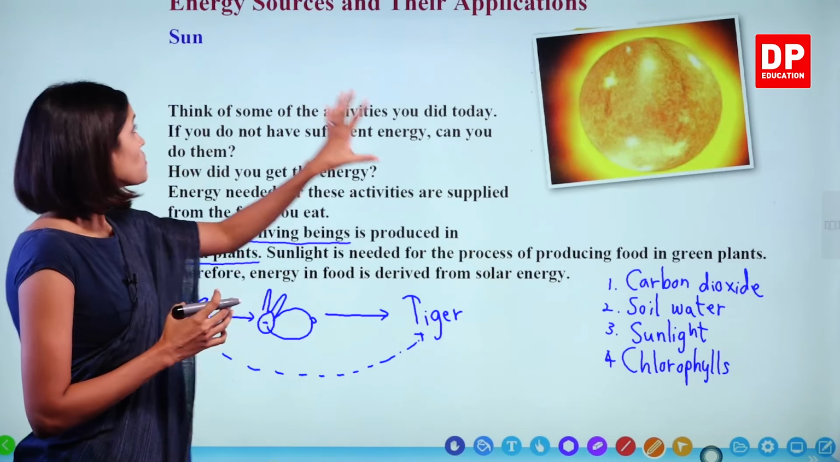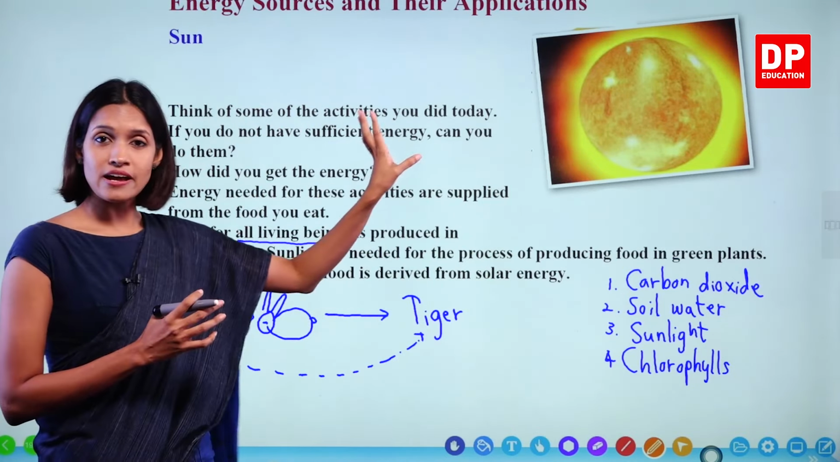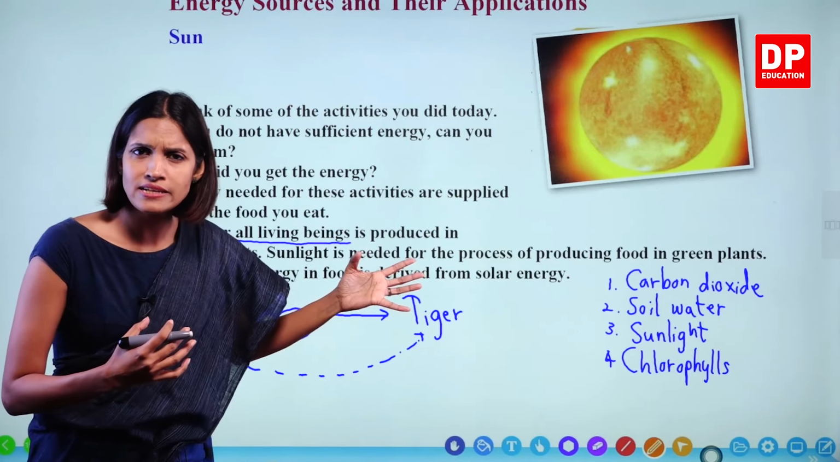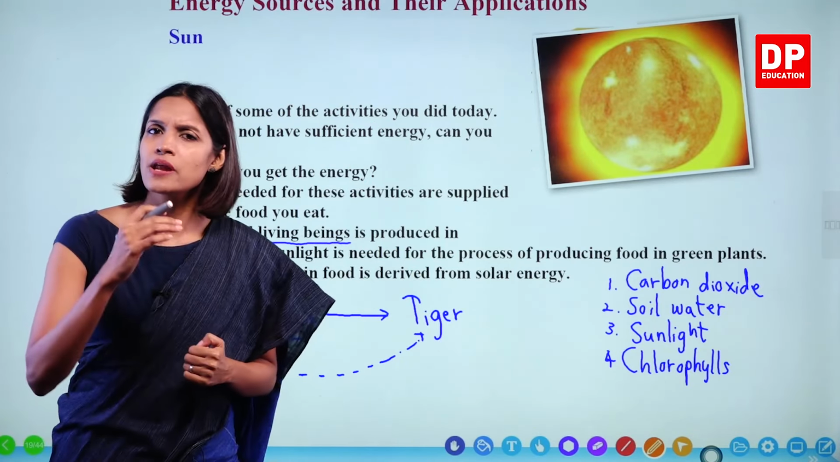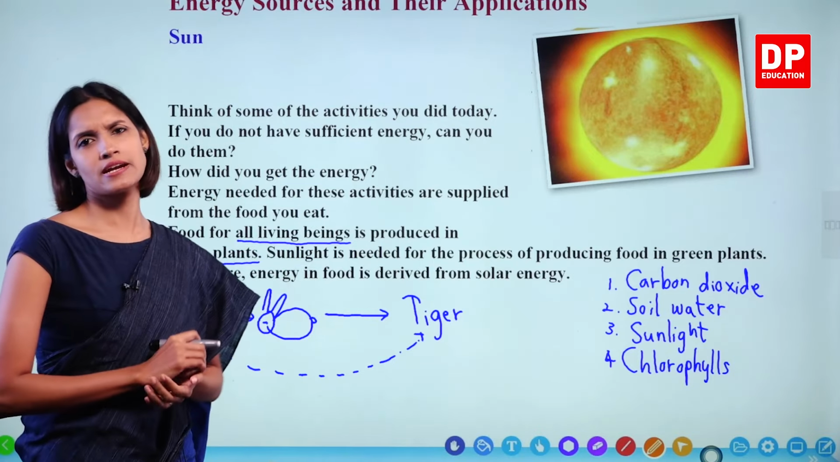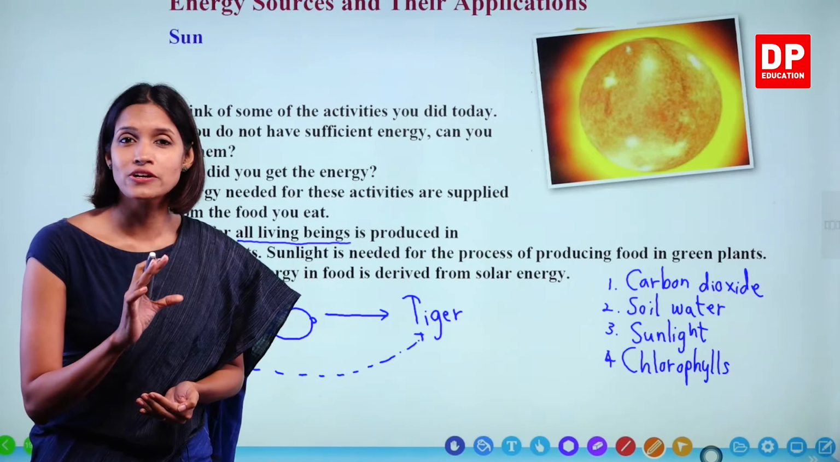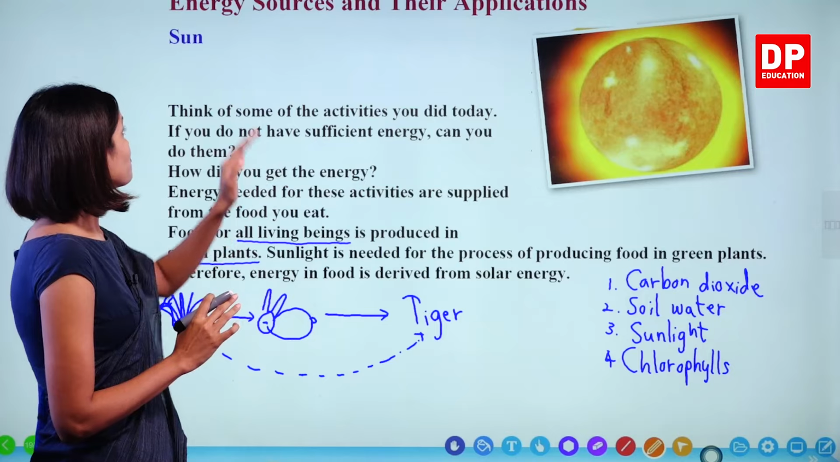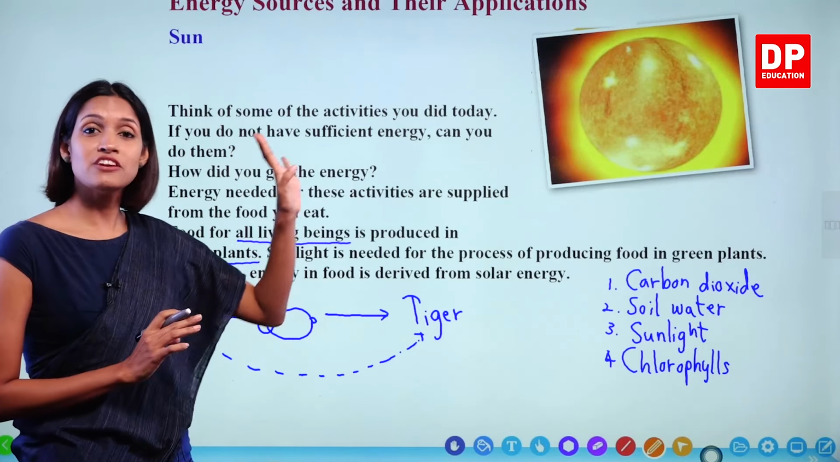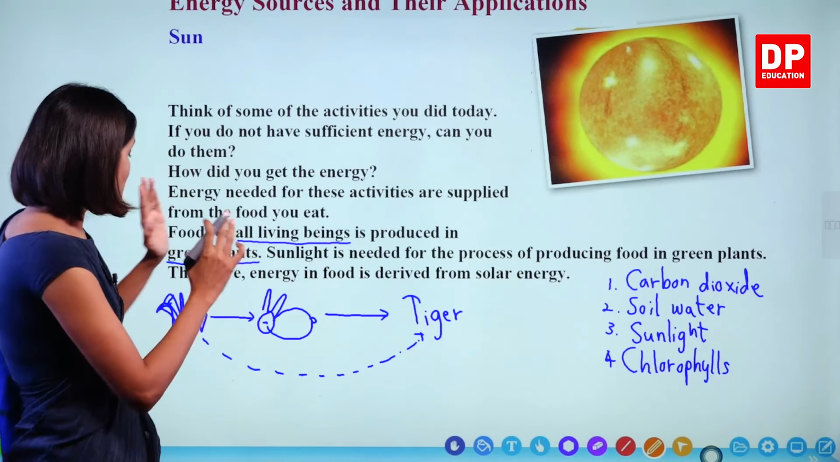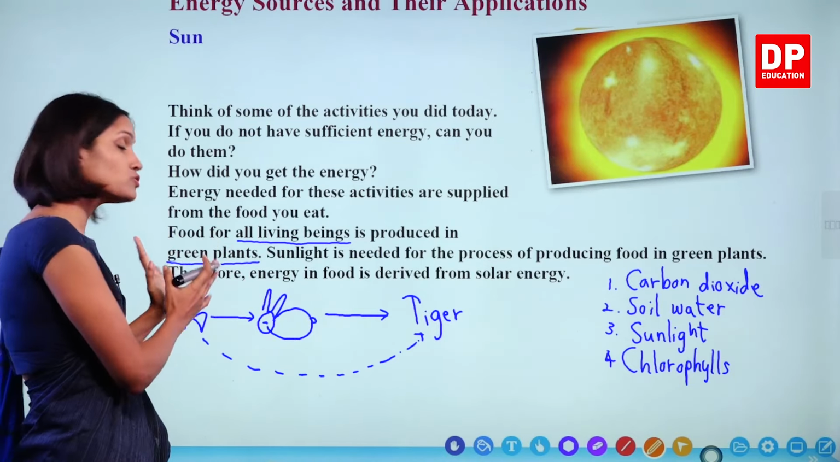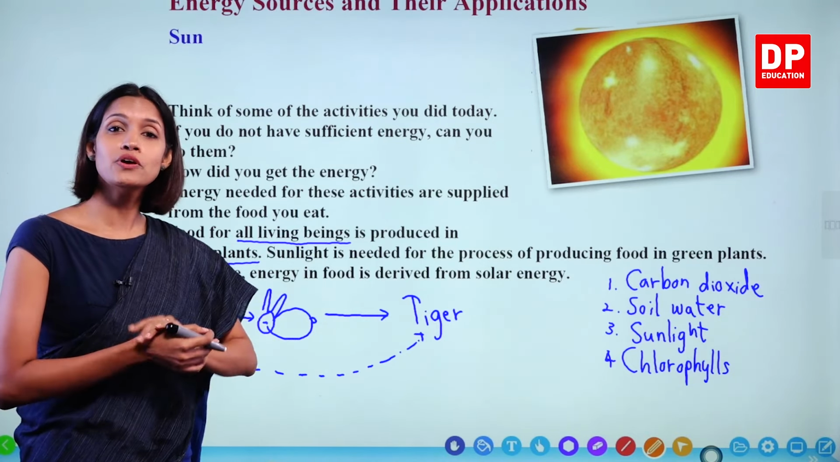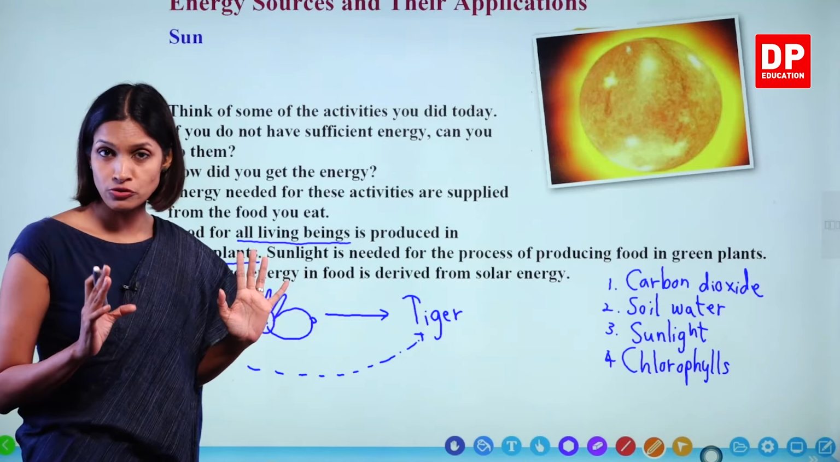Okay, children. So if the sun is not there, if we don't get sunlight, can plants do this photosynthesis process? Can plants produce food without sunlight, children? It cannot. So what will happen? If not for solar energy, if the sun is not there, these plants cannot produce their own food. It means they cannot do photosynthesis. Therefore, all the plants will die without food.